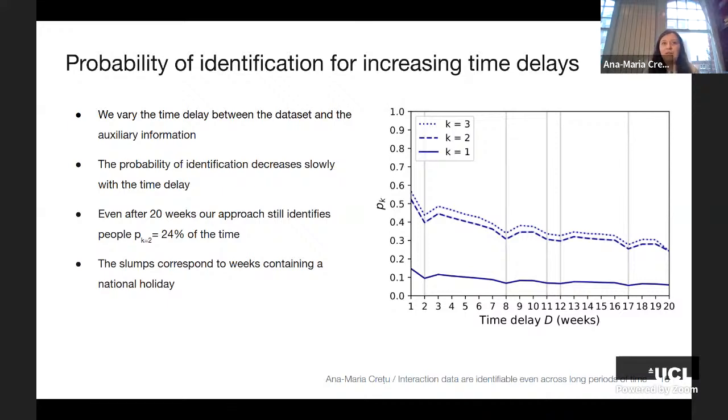And interestingly, we observed a slump for some of the target auxiliary weeks. In a post-hoc analysis, we found that these weeks correspond to national holidays, which suggests that our model is perhaps sensitive to changes in behaviors that are due to outside factors.